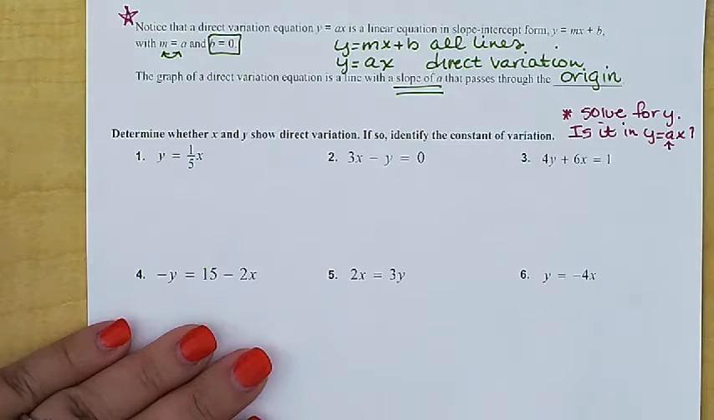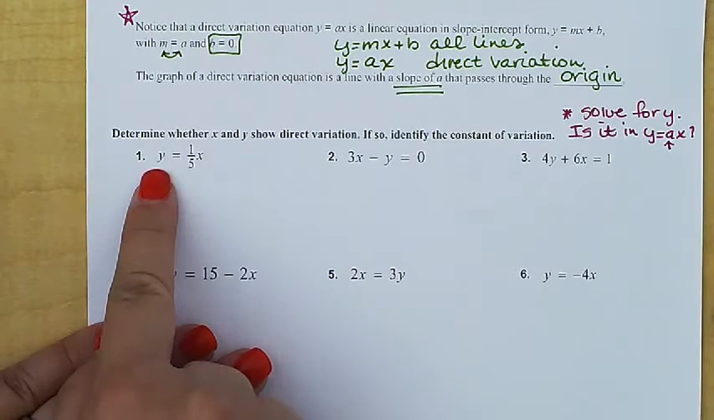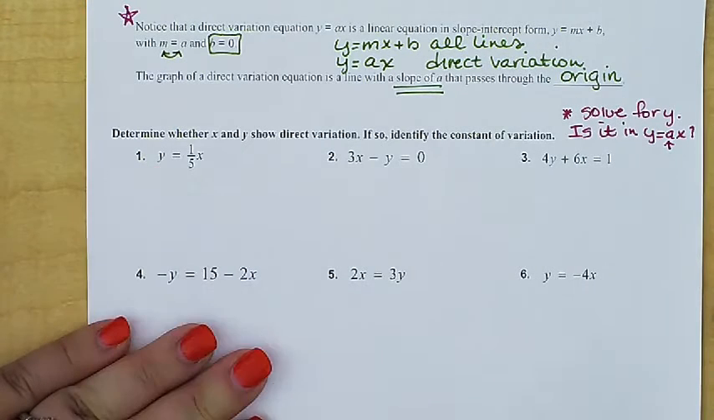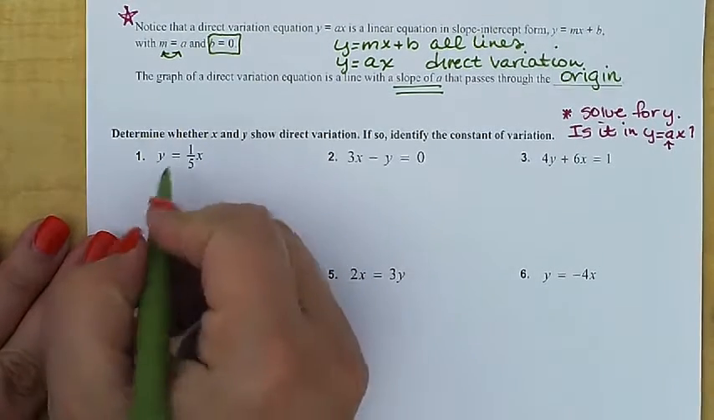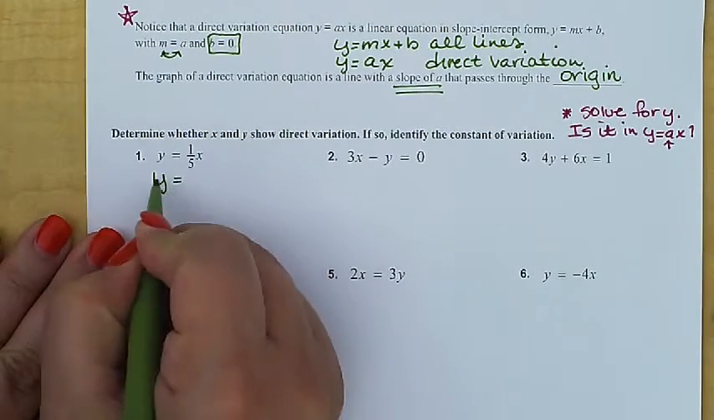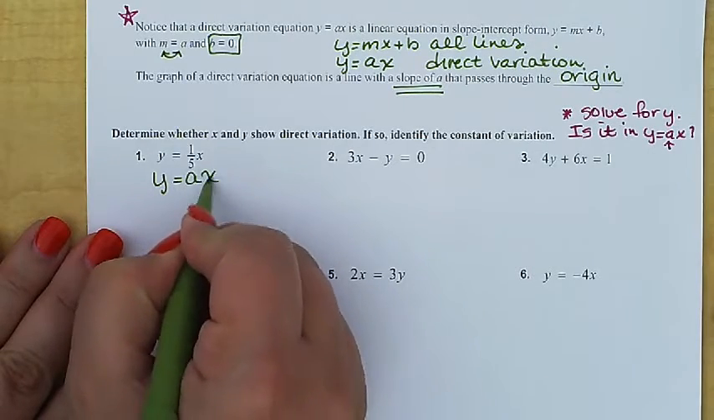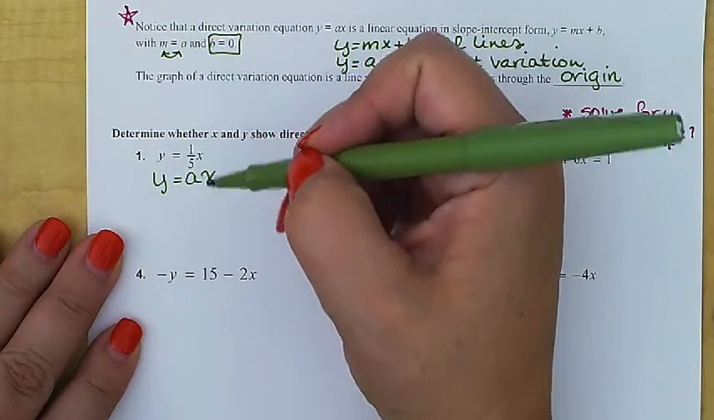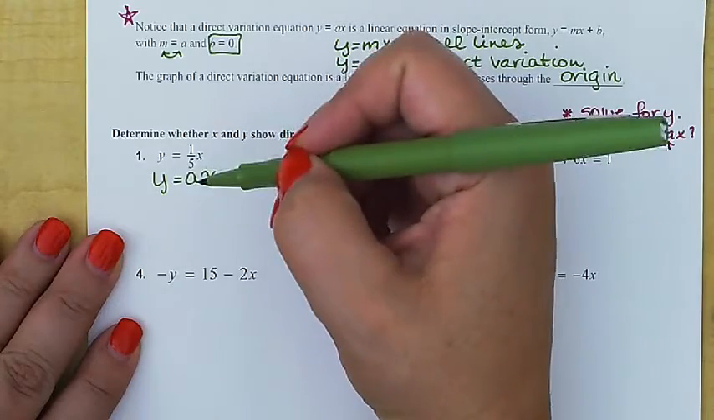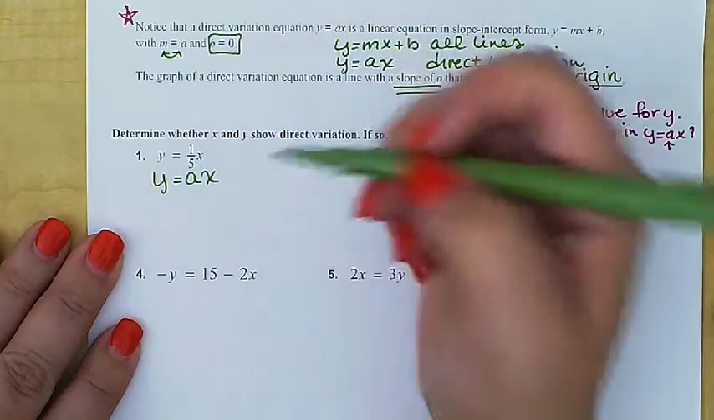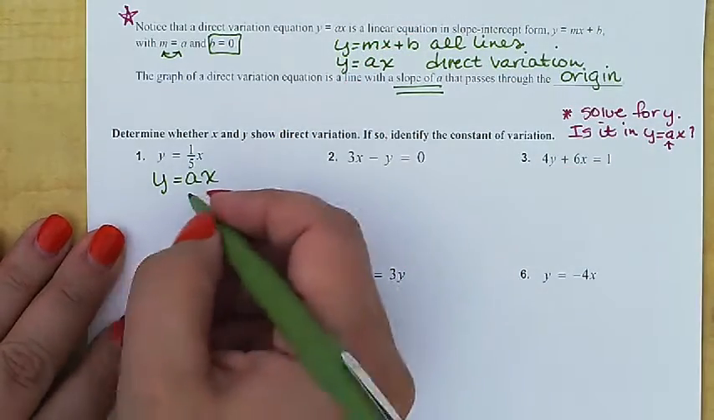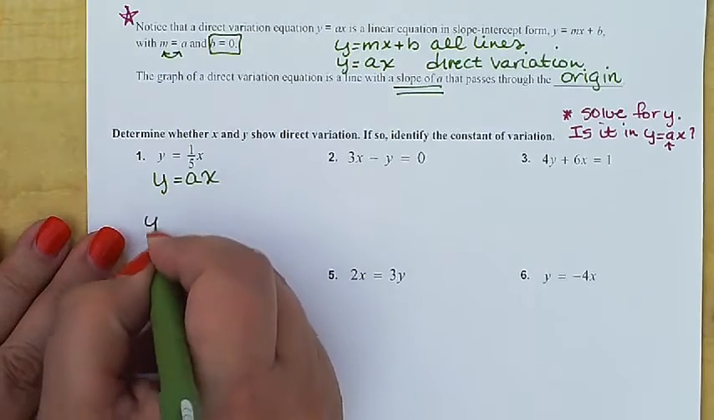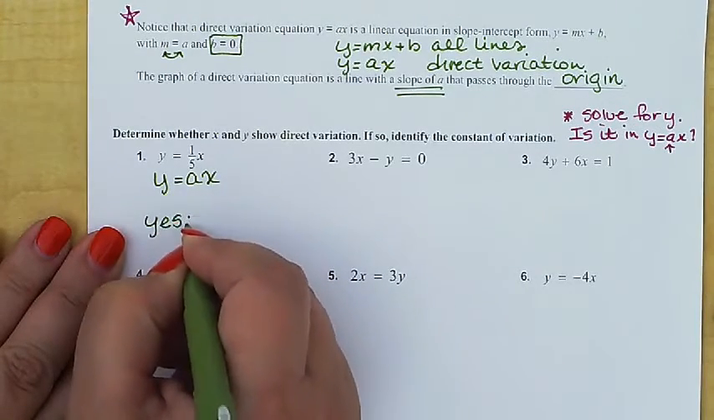Let's try it with number 1. So number 1, if needed, we're going to solve for y. So I'll look here, I'll realize, oh, but they already did that for me. That's awesome. And so the question is, if that y is isolated, does this equation have that form where it's y equals some number multiplied by x? And so by comparing that to the direct variation template here, we see, yeah, that actually looks exactly like that. And so the answer, first of all, is yes, this is direct variation.